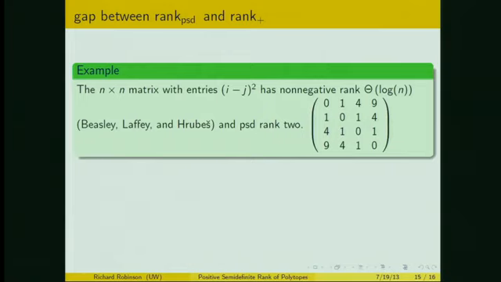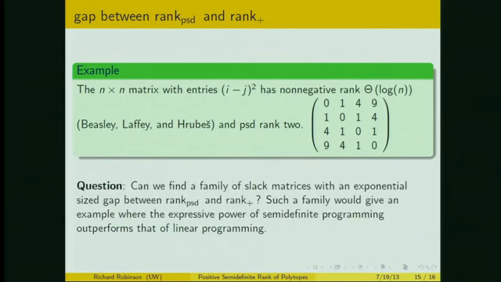Okay, so one more major open question in this area. It's known that the matrix whose ij-th entry is (i minus j) squared has non-negative rank essentially log n as n grows. But just using our square root rank upper bound, that matrix has PSD rank 2. So for general matrices, we can get an arbitrarily large gap between PSD rank and non-negative rank.